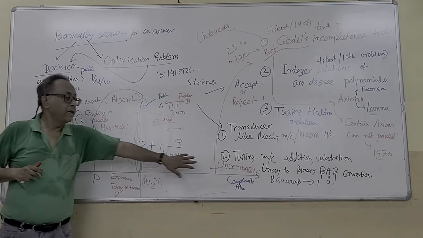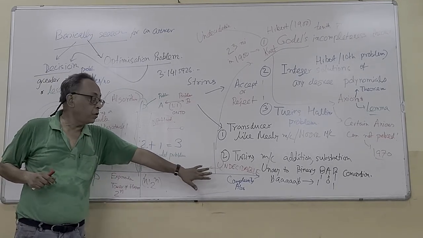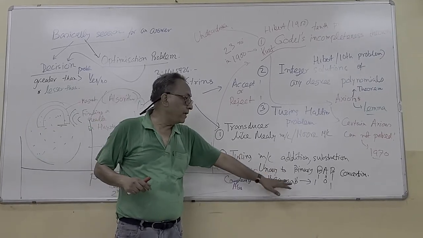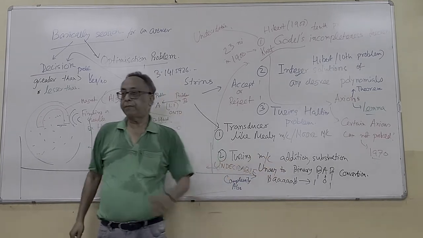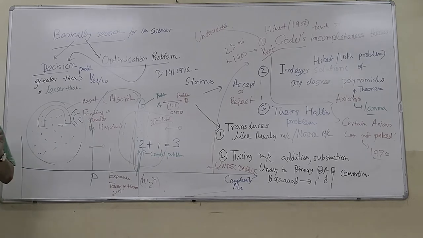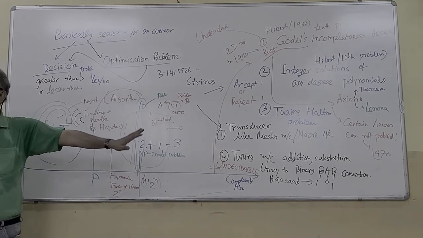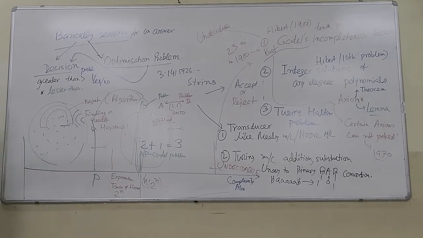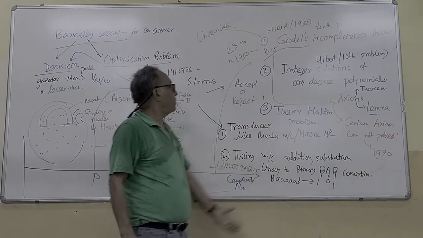Your Turing machine acts as both. It acts as a decision problem, accept or reject, and it can also calculate. Like we have done calculations from unary to binary. Some of you have done addition and subtraction. The Turing machine can solve decision problems and can also transduce, giving output. So, these are the decidable problems in our list.